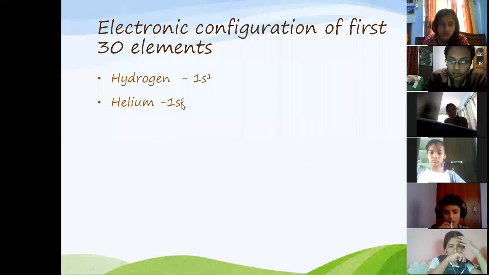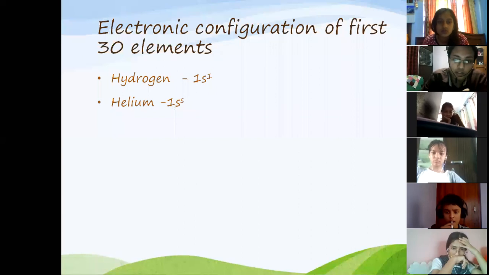Here you can see the power. 2 electrons are there, and these 2 electrons are present in the s orbital, and this s orbital is of the first shell. If you remember, 1s means s orbital of the first shell, right? 1s2. So this is finished. The electronic configuration of hydrogen is 1s1, of helium 1s2.